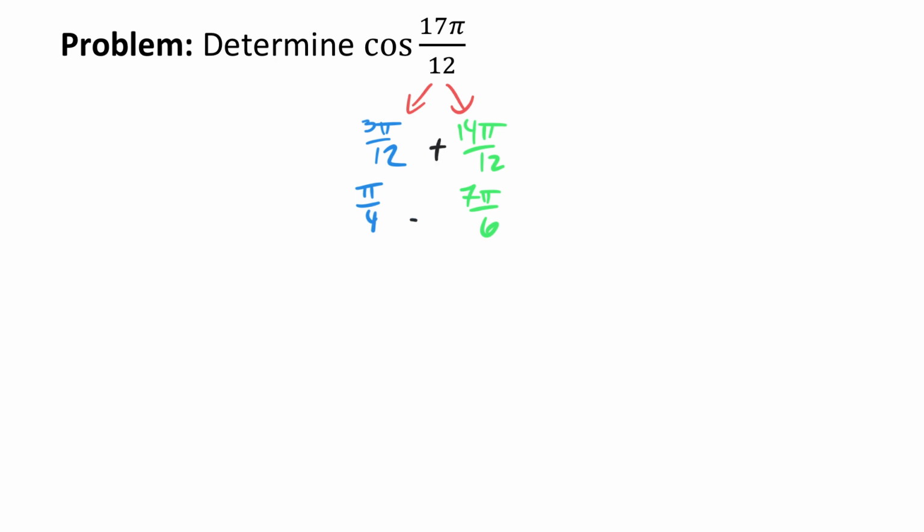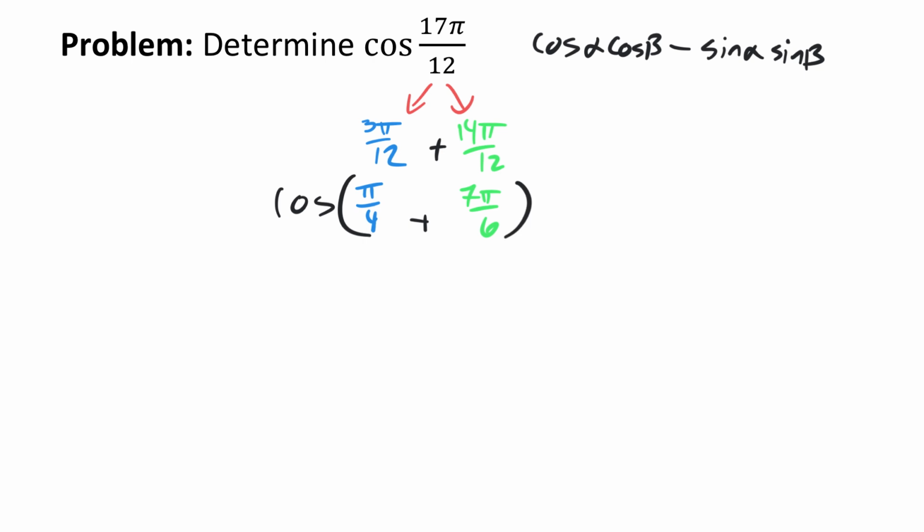Since we're adding them, we use the formula that says cos alpha cos beta minus sine alpha sine beta. That's the one for cos of alpha plus beta. I know the cos formula is a bit weird. When you plus between the angles, you minus on the cos formula, and when you minus between the angles, you add on the cos formula. It's just a little quirk of how the formula works. All right, so let's go ahead and set this up.